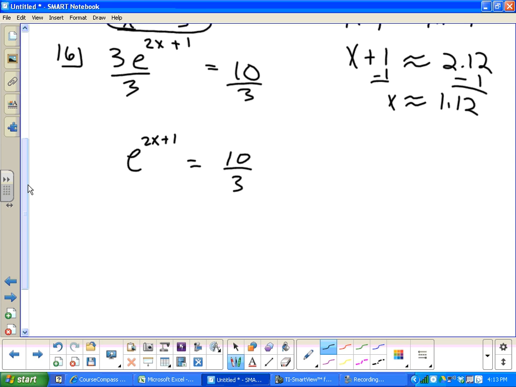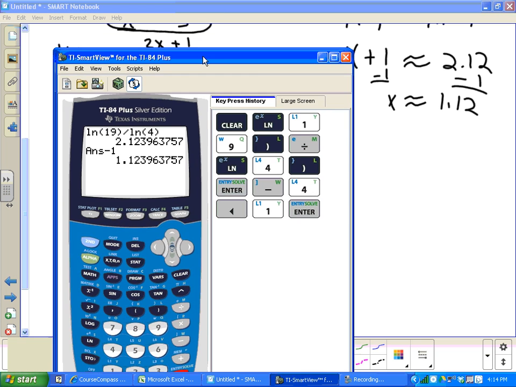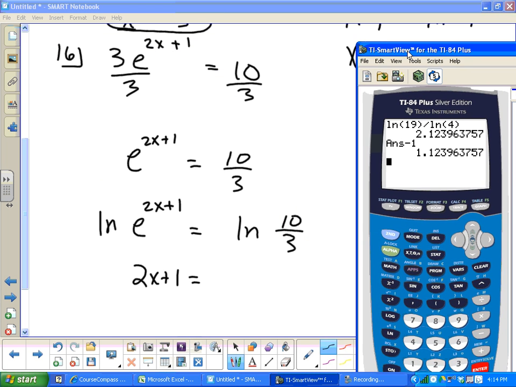Right, now I'm going to take a logarithm on both sides. I'm going to use a natural log on both sides. And now when I take the natural log of e raised to a power, we can just say the natural log of e to the 2x plus 1 would just be 2x plus 1. So using the power property is not necessary when you have a base of e and you use a natural log. Now, the natural log of 10 over 3, let's kind of calculate that.